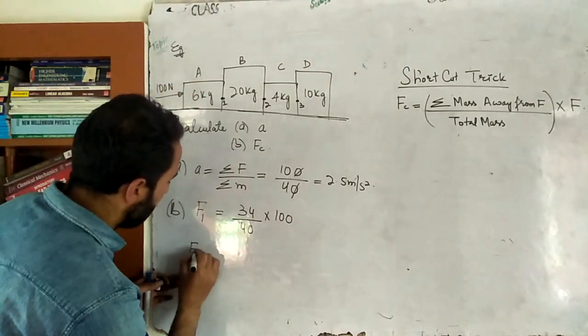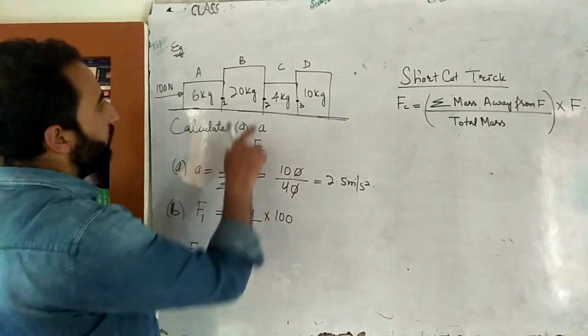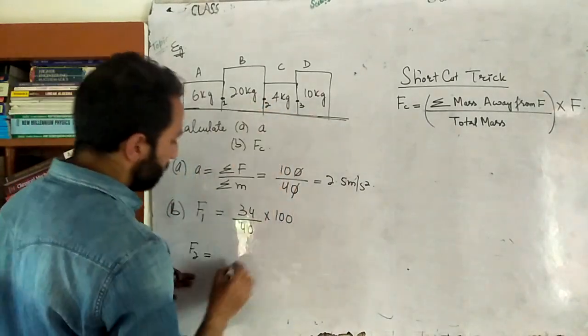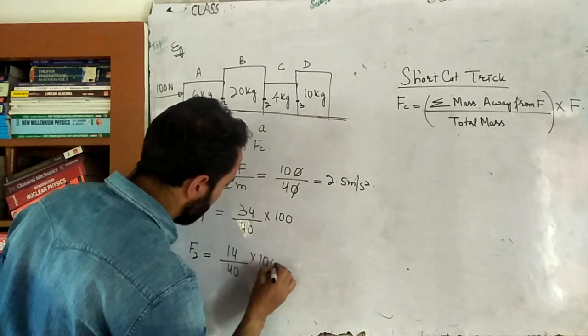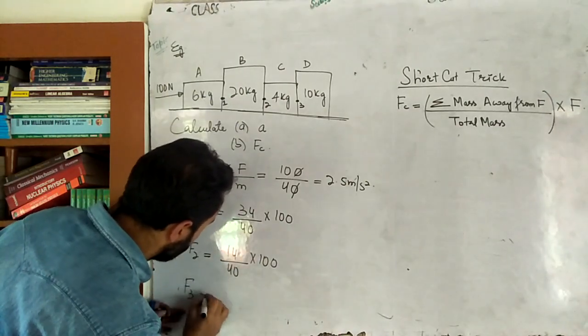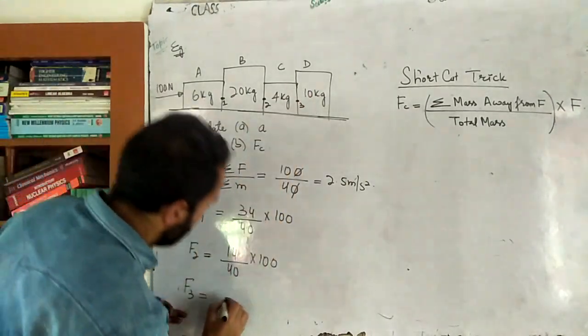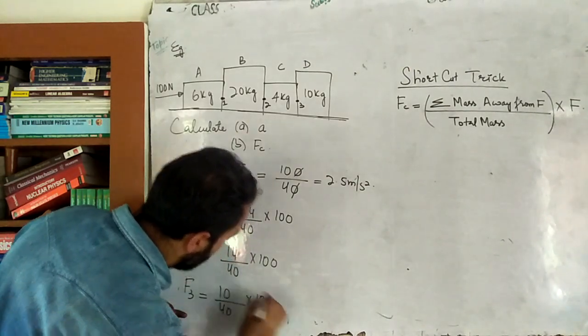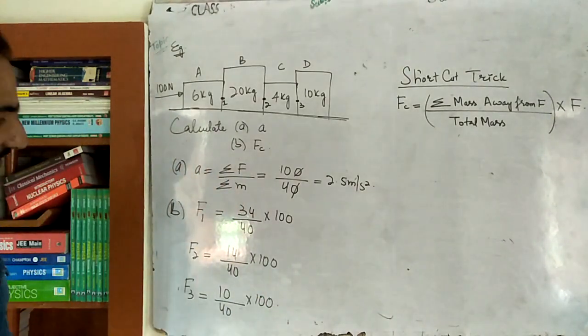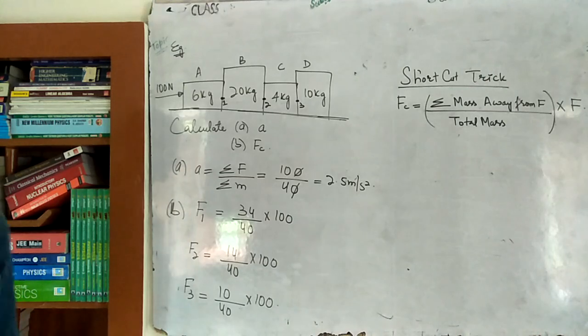Okay. In the same way, F2 you want to calculate. That will be equal to mass away, that's 10 plus 4 is 14, divided by total 40, multiplied by external force 100. And for contact 3, mass away is 10, divided by net 40, multiplied by external force 100. Okay, na beta? You can simplify these yourself. I'm sure you can do this. So pause the screen, write it down.